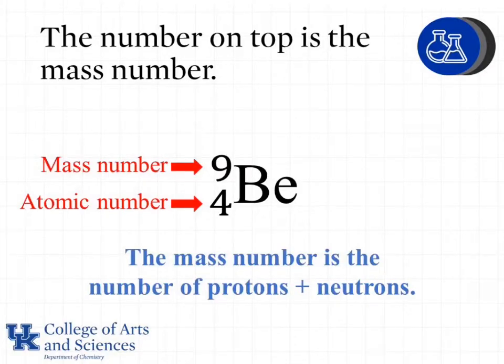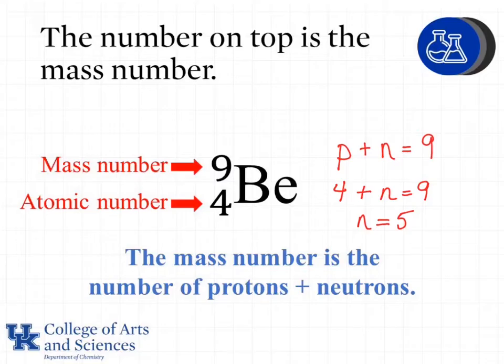Based on the isotopic symbol, we know the mass number and the atomic number, and that also allows us to figure out the number of neutrons, because the mass number is equal to the number of protons plus neutrons. In this case, we know that the number of protons plus neutrons is equal to 9. We know that we have 4 protons because the atomic number is 4, and we can therefore solve and find that n equals 5, so that an atom of beryllium-9 has 5 neutrons.